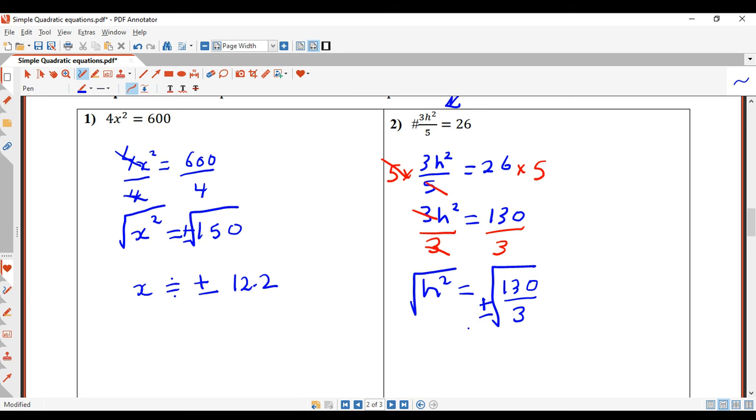Don't forget the plus or minus. So you're going to get h equals plus or minus, and you should get 6.58, which to one decimal place is 6.6. Okay, and don't forget to do the approximation symbol because you're rounding.